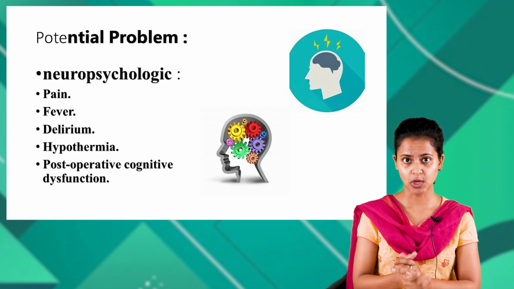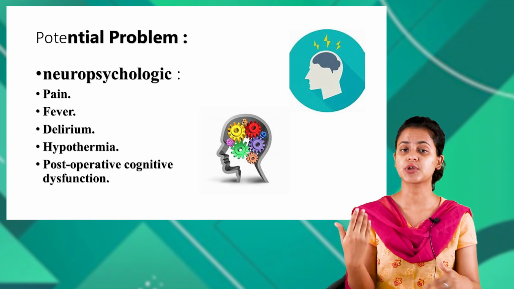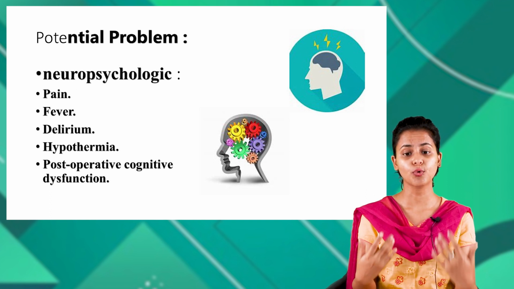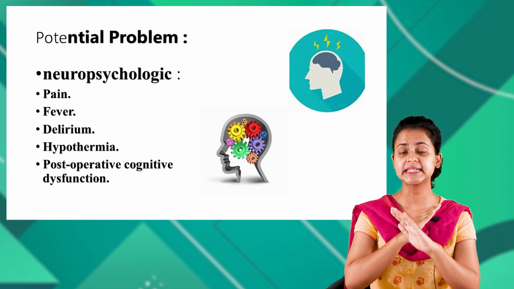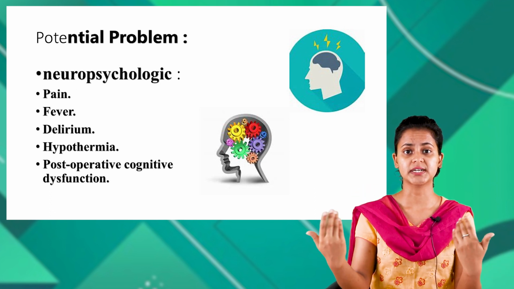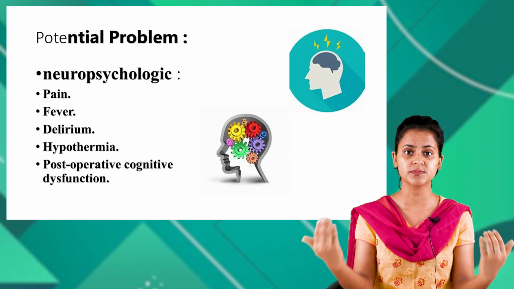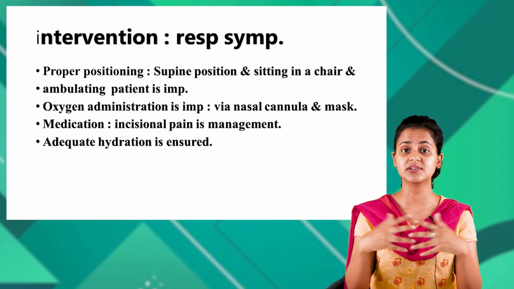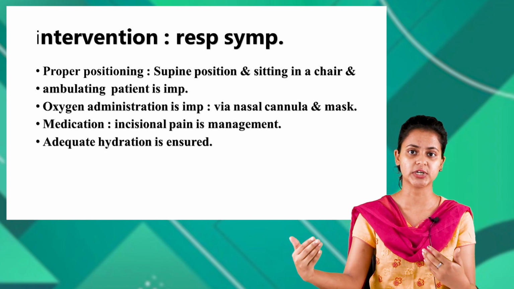Even the client can develop delirium, or post-surgical delirium. There can be the presence of hypothermia, as well as post-operative cognitive dysfunction. So, as we have learned the details of the potential problems that can be present for the client in the post-operative phase, we have focused on each and every system and the potential problems related to each system. Now we should discuss the nursing role, or the nurse's responsibility, to provide interventions in order to manage those potential problems.